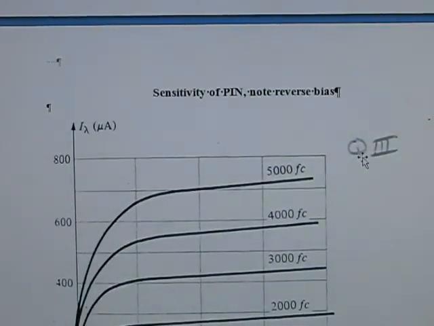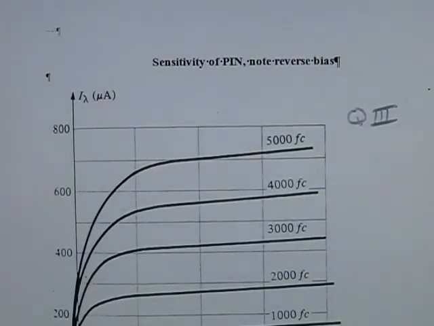Now if we take a look at a regular PIN diode, what we see is if it's not illuminated, we have a dark current here. And that is the saturation current. It's caused by impurities and also by thermal agitation, because it's above 0 degrees Kelvin. And we can see here it's relatively low. It's sitting here maybe, I'd guess, about 25 microamperes.